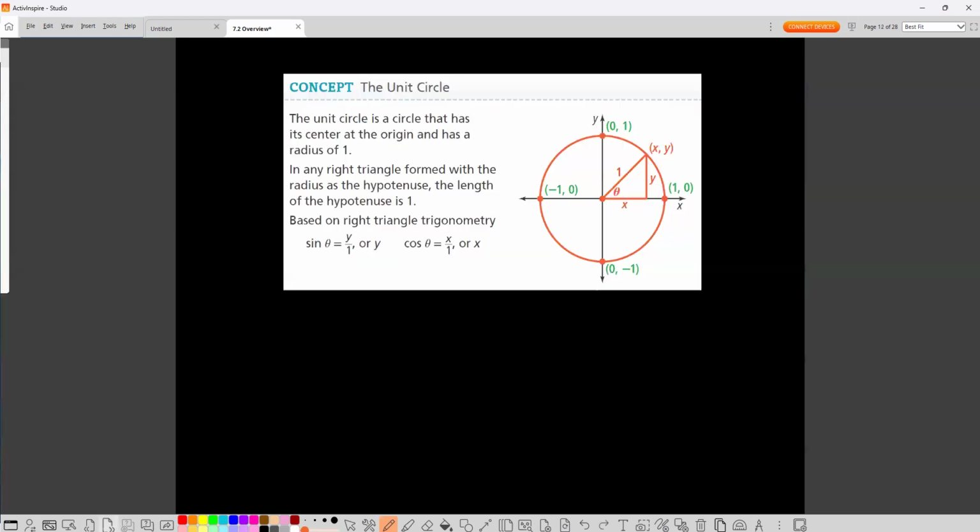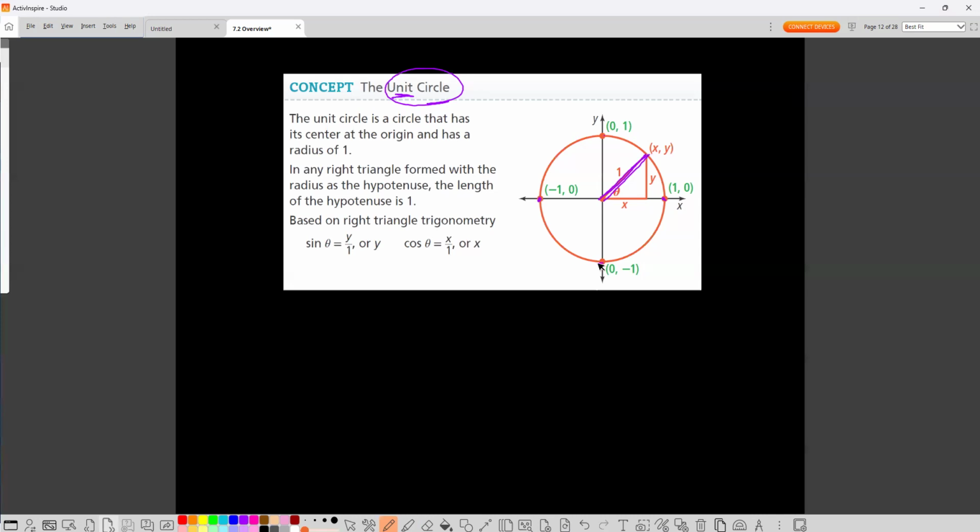All right, the next idea that comes into play here: the unit circle has its center at the origin and a radius of 1. Unit being the key word. Why unit? Because the radius is 1 unit. So it's formed where you have 1, 0, and 0, 1, and negative 1, 0, and 0, negative 1 on the axes.